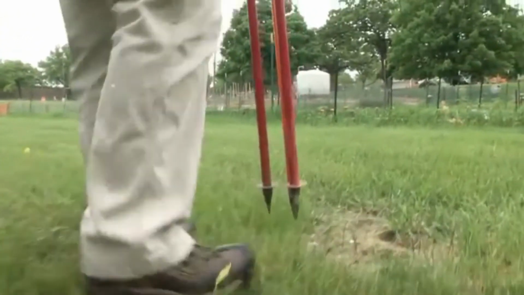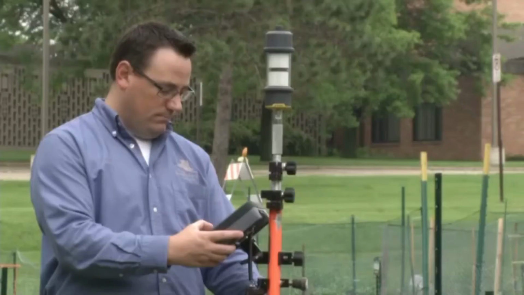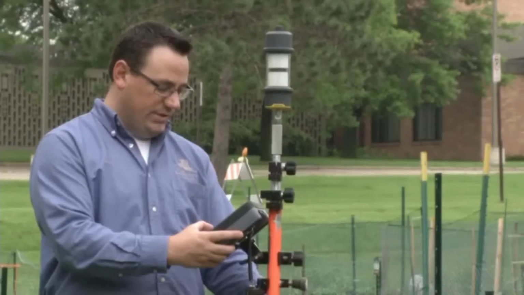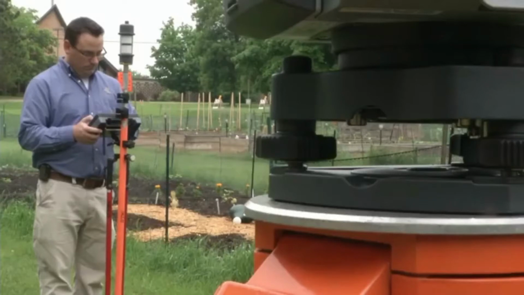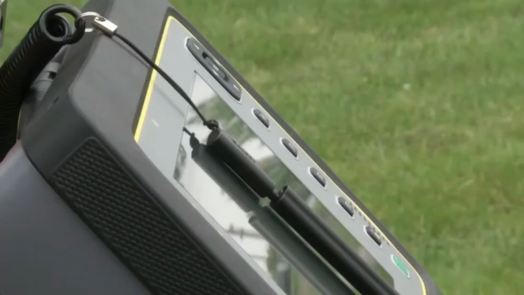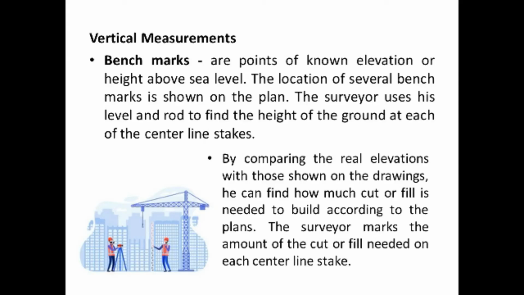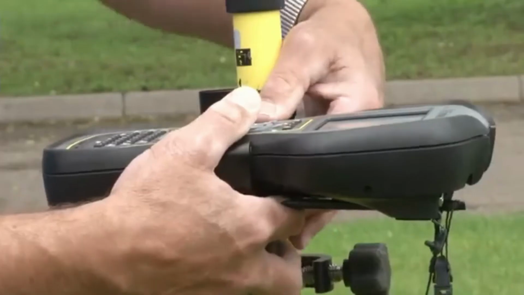By comparing the real elevations with those shown on the drawings, the surveyor can now find how much cut or fill is needed to build according to the plans. So what do we mean by cut? In this context, cut means the amount of earth which must be cut away and removed to get the right elevation or height, while the fill in this context means the earth which must be filled in to get the right height.